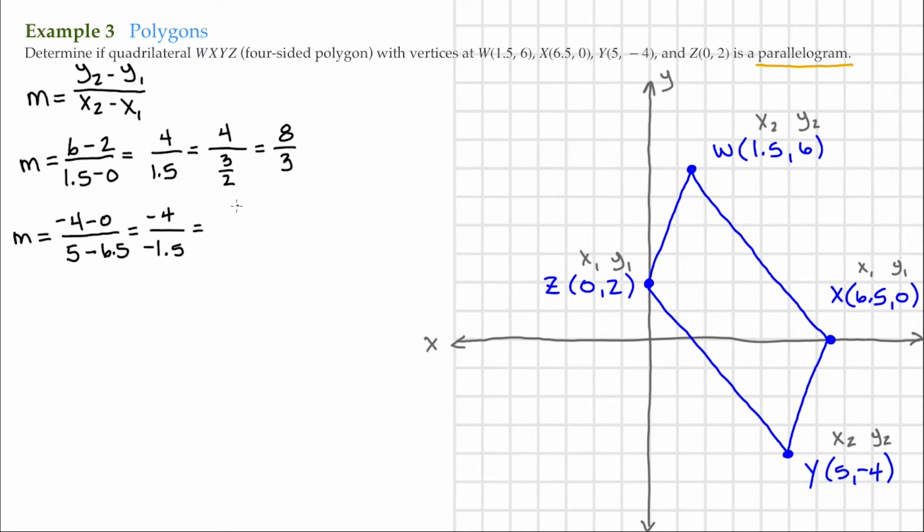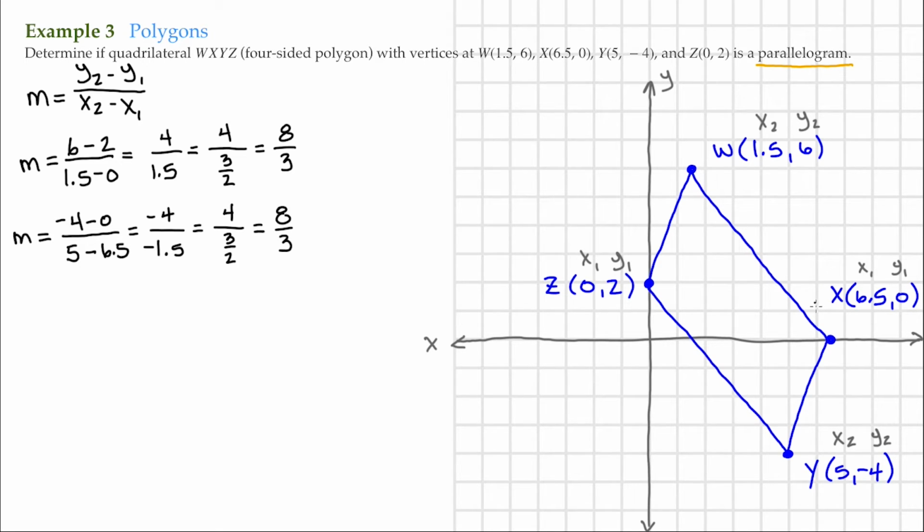And again, you can see what's occurring here. That becomes 4 over 3 over 2, and that is also 8 over 3, 8/3. So the slope for this line segment, XY, is also 8/3. So this one has the same slope as this one. So if the line segment WX has the same slope as the line segment ZY, then this would indeed be a parallelogram. So we'll go ahead and do that.